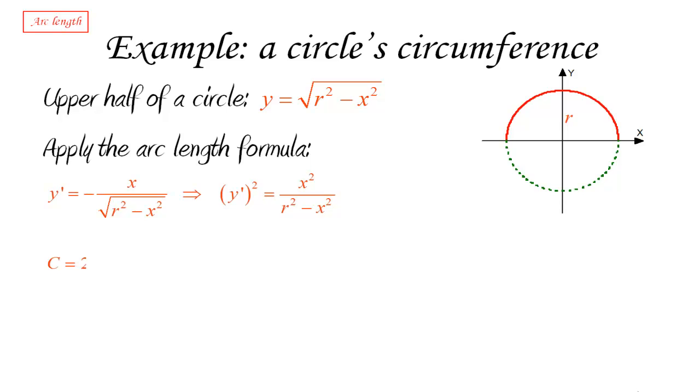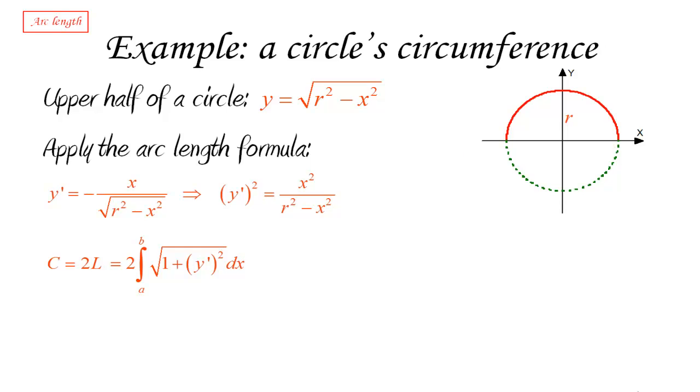All right. Now we're going to use our arc length formula. So the circumference is going to be twice the length of the upper half of the circle. And so that's going to be equal to twice the integral from a to b of the square root of 1 plus y prime squared dx. Okay, we know what y prime squared is. What are a and b?